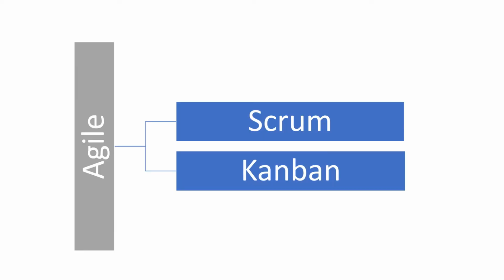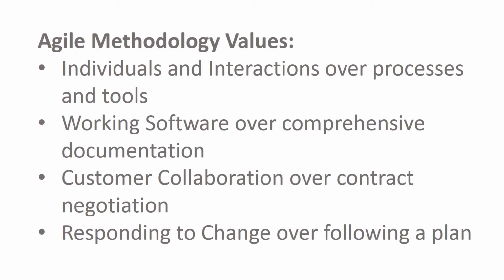Two of the most widely used Agile software development frameworks are Scrum and Kanban. Agile methodology and the frameworks supporting Agile methodology themselves continue to evolve as well. Agile methodology values individuals and interactions over processes and tools, working software over comprehensive documentation, customer collaboration over contract negotiation, responding to change over following a plan.